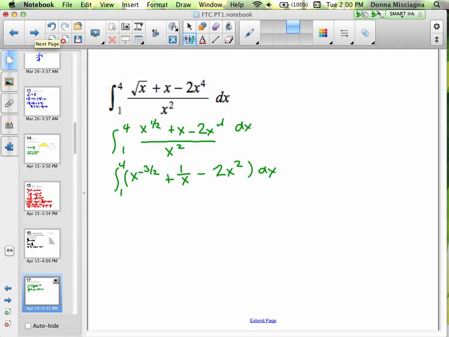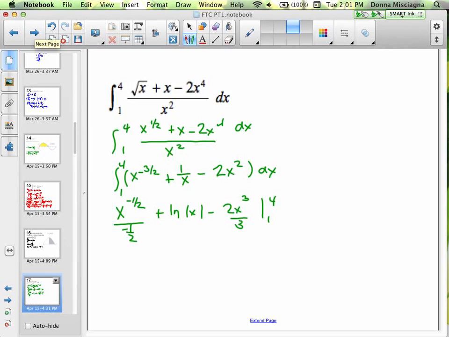All right, so we increase by 1 and we divide by the same thing. So this would be x to the, so negative 3/2 plus 2/2 would be negative 1/2, and then we divide by negative 1/2 plus natural log of x. I'll put it in absolute value bars, minus 2x, we increase by 1 and divide by the same thing, and we're evaluating from 1 to 4.